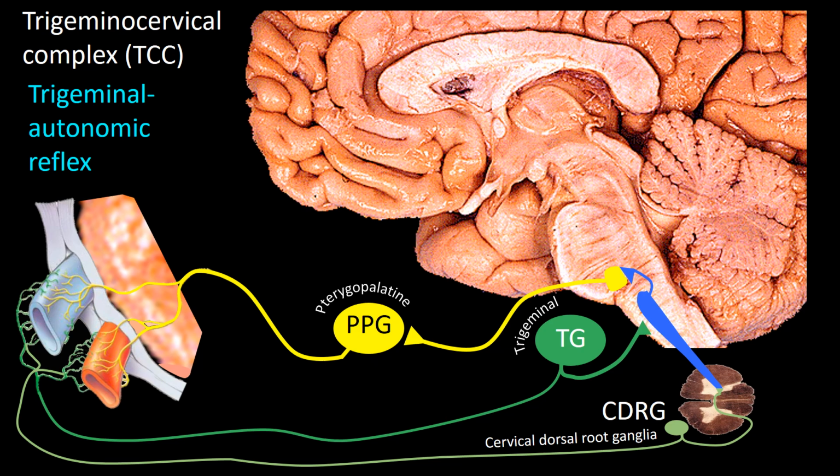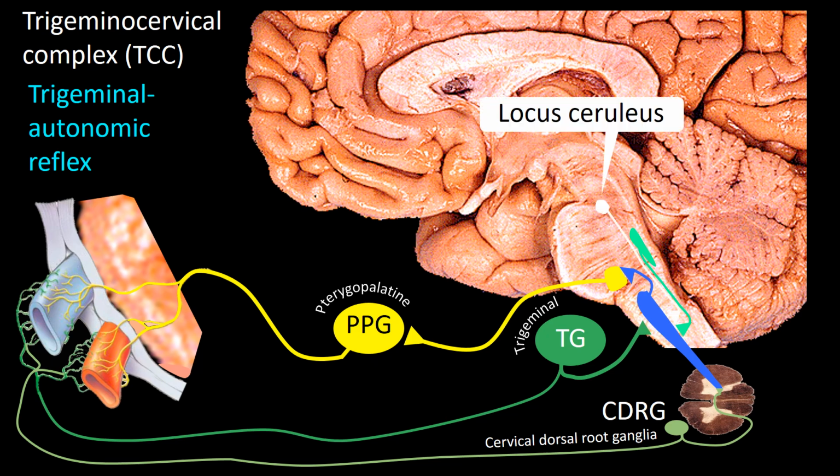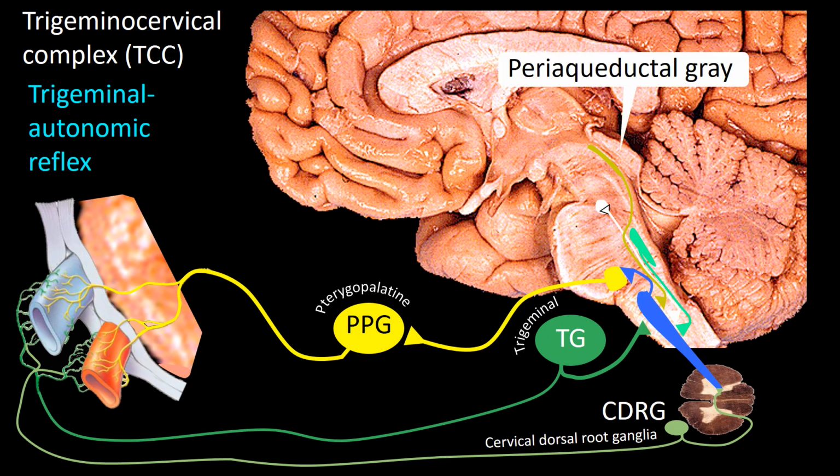The trigeminal autonomic reflex is controlled by the action of several centers that convey the regulatory action by acting upon the spinal trigeminal nucleus, especially the caudal portion of this nucleus. I will now name the most important modulating structures. I will start with the nucleus raphe magnum, locus coeruleus. The connections between the spinal trigeminal nucleus and the locus coeruleus are bidirectional.